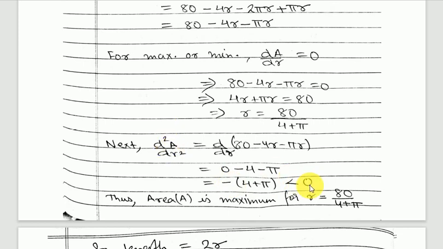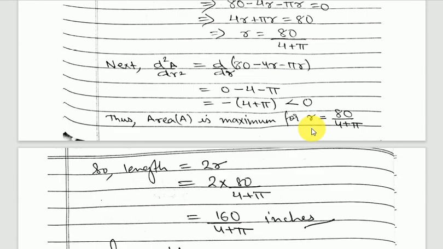So obviously for r equal to 80 upon 4 plus pi also, this second derivative will be less than 0. That means your area will be maximum when the value of r is 80 upon 4 plus pi. Done. So you know that when r is equal to 80 upon 4 plus pi, then the area is maximum.